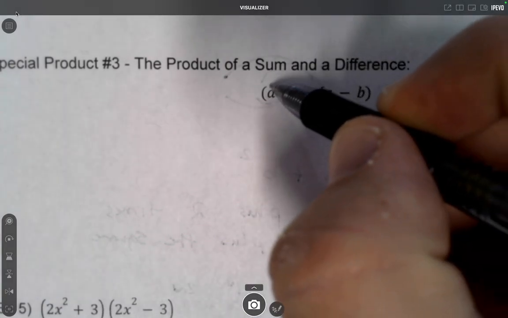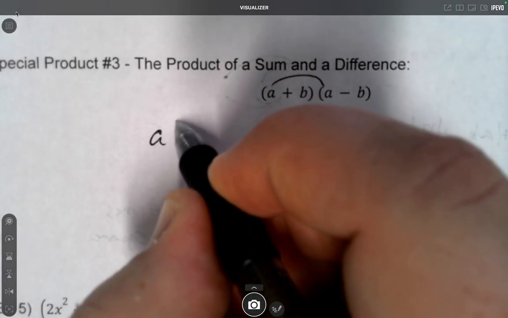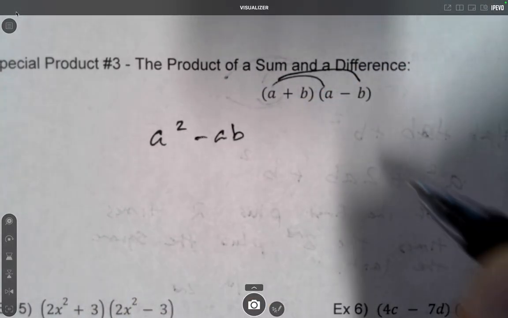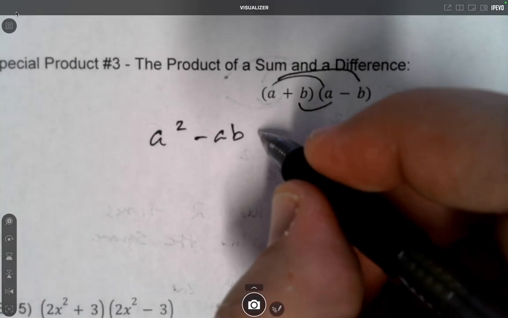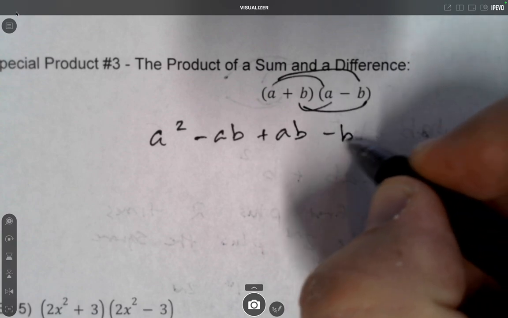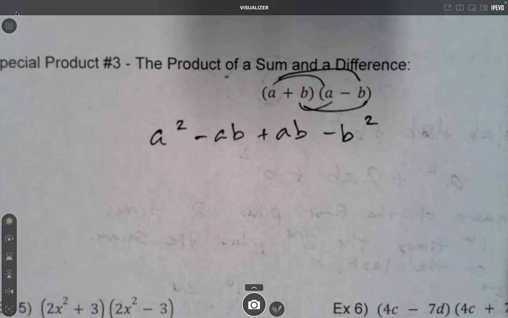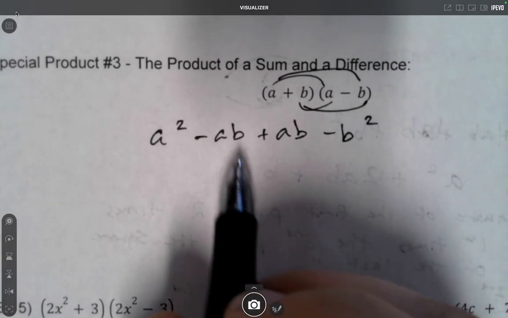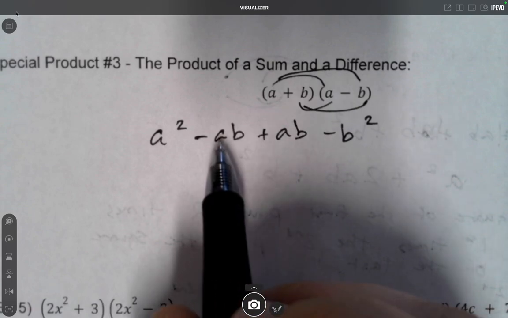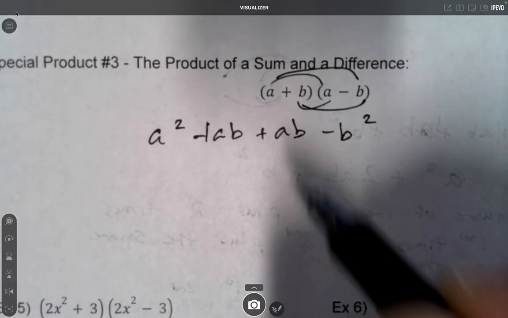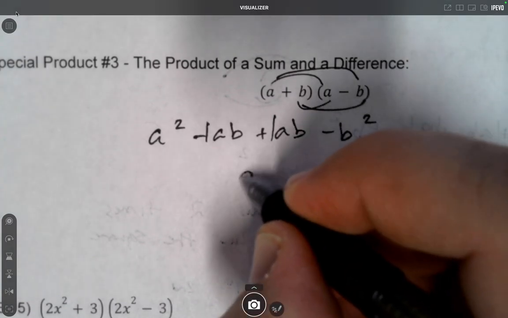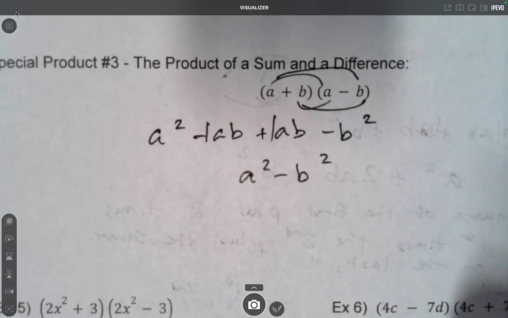So let's FOIL and see what happens. First, a times a is a squared. Outer, a times negative b is negative ab. Inner, a times positive b is positive ab. And last, b times negative b is negative b squared. So as you noticed, the middle terms can be combined because they're like terms. But this time it's negative 1ab plus 1ab, which means there are 0 ab's, so they cancel out. So all that's left is a squared minus b squared.